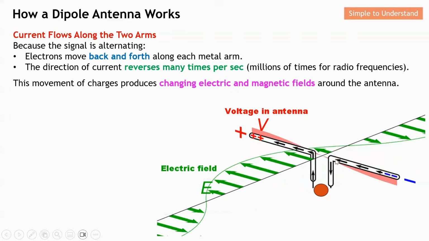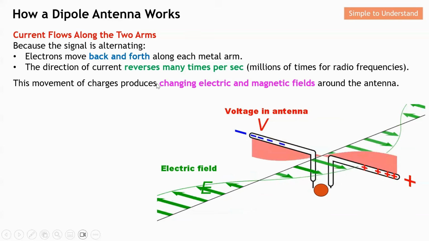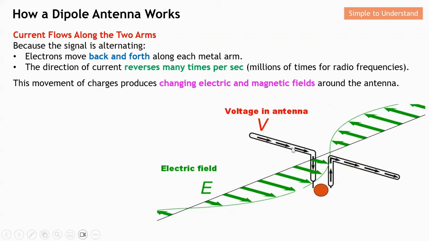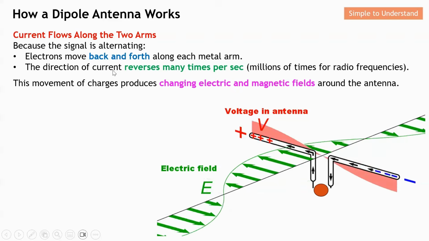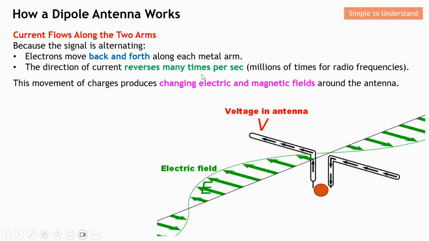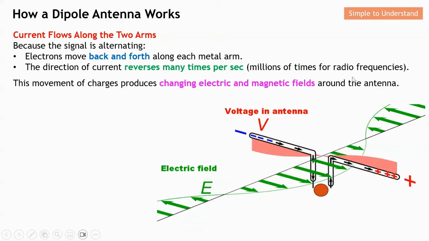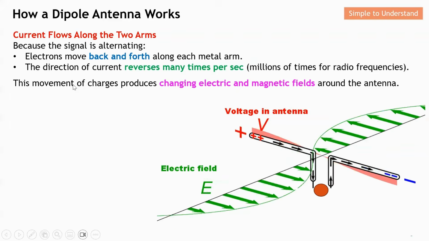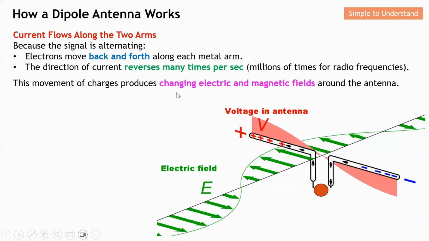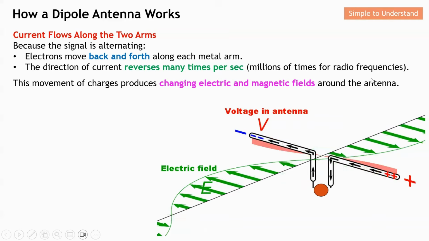As you can see, the current actually flows to and fro. Because the source is alternating, the current flows in two completely different directions. Basically, the direction of the current reverses many times per second. Let's say for radio frequency, it is in the millions of times per second. This movement of charge produces a changing electric and magnetic field around the antenna.